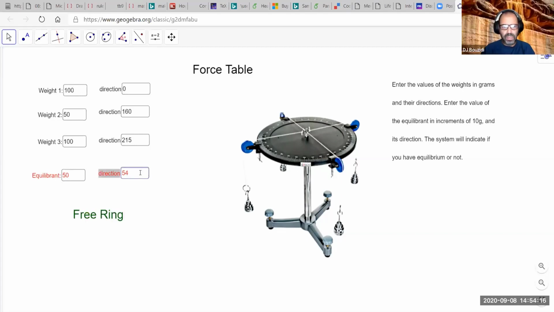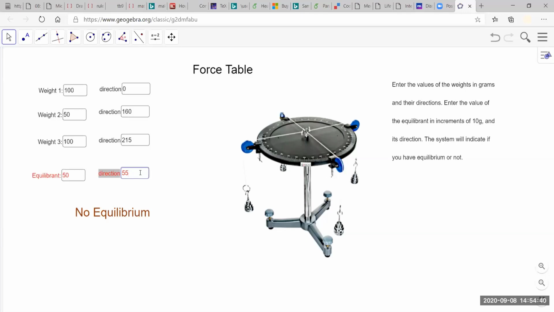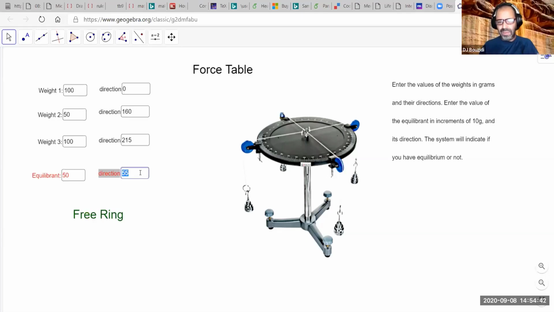If I put 50 degrees, no equilibrium. If I put 51 degrees, if I move it slightly this way or the other, it's not going to work. How about 53 degrees? It's still not working. This is sensitive, so it's probably going to work with 54. Let me try it with 55. 55 still works. 56 degrees still works. No, either 54 or 55. Either one of these values is fine.